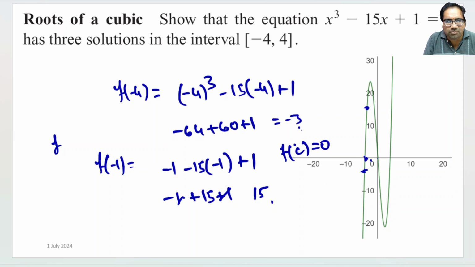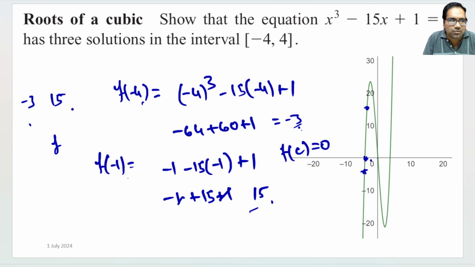That means there should be some c, some value in between, which is giving f of c equal to 0, between minus 4 and minus 1, between these 2 points. Because x is minus 4, f of minus 4 is minus 3. This y coordinate is minus 3 and this f of minus 1 is this. So there should definitely be some c which will give all the values in between. What are the values in between? Minus 3 to 15. There should be some value of c, some x, that will be there.